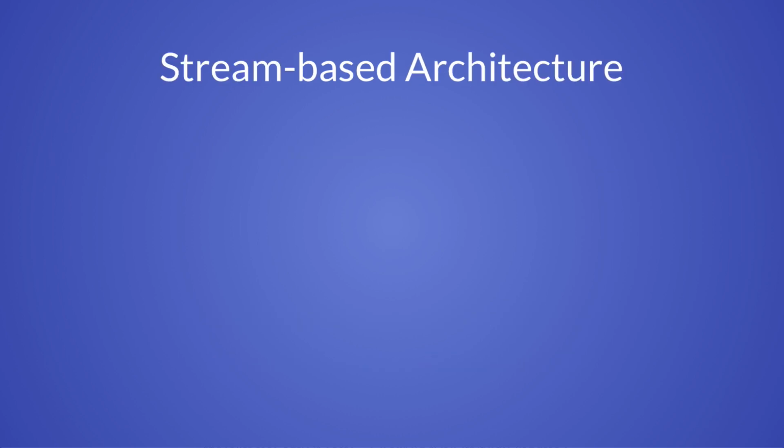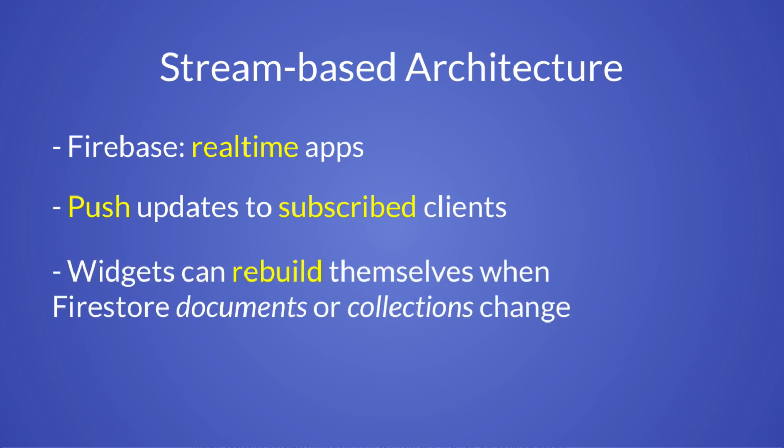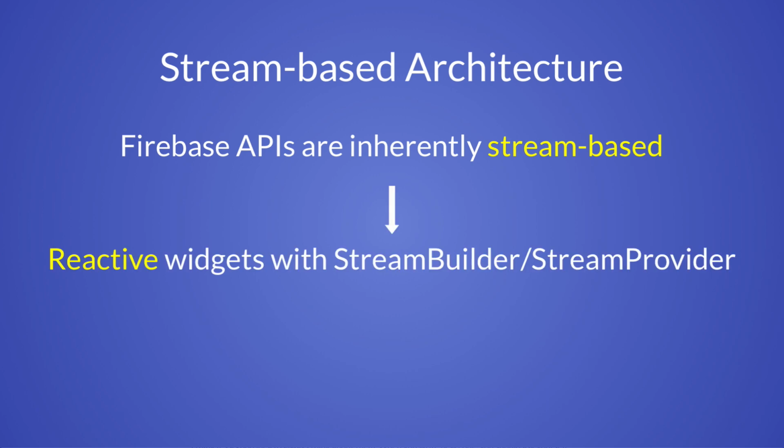Next, let's talk about stream-based architecture. Unlike traditional REST APIs, with Firebase we can build real-time apps. That's because Firebase can push updates directly to subscribed clients when something changes. For example, widgets can rebuild themselves when certain Firestore documents or collections are updated. Many Firebase APIs are inherently stream-based. As a result, the simplest way of making our widgets reactive is to use StreamBuilder or StreamProvider.